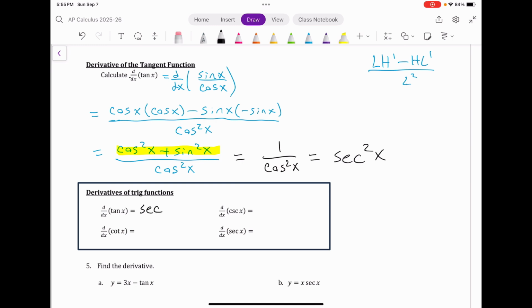So let's write these. A similar proof would bring about the derivatives for the other trig functions we haven't covered, the reciprocals. So the derivative of cosecant is negative cosecant x cotangent x. The derivative of cotangent x is negative cosecant squared x, and the derivative of secant x is secant x tangent x. And yes, we do have to have these memorized.